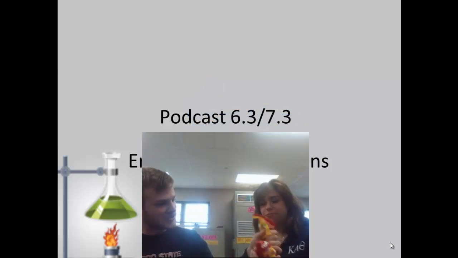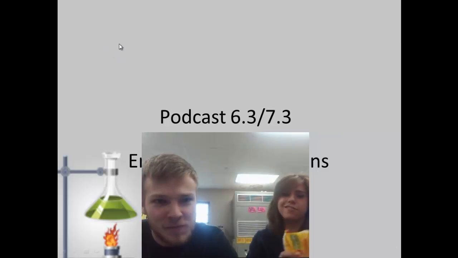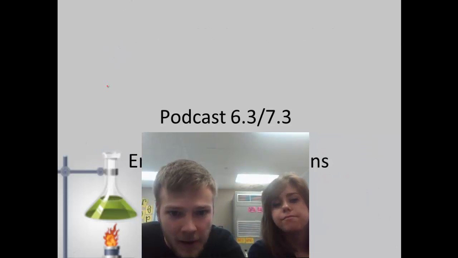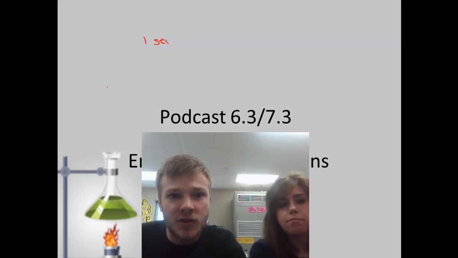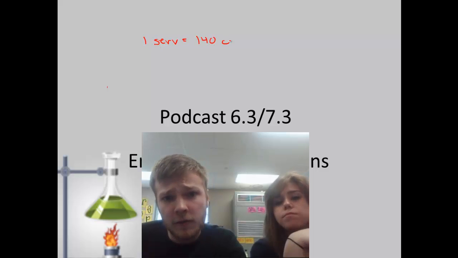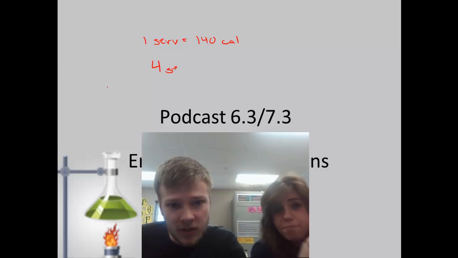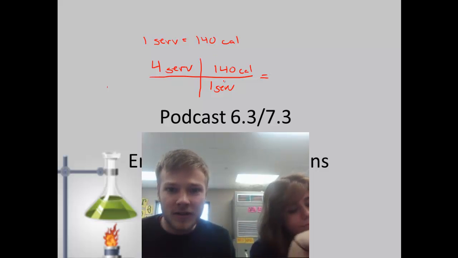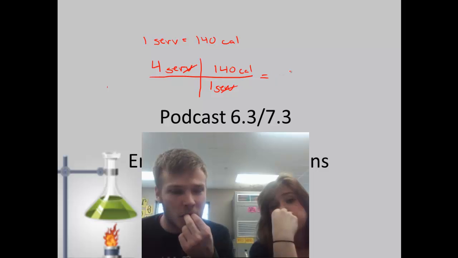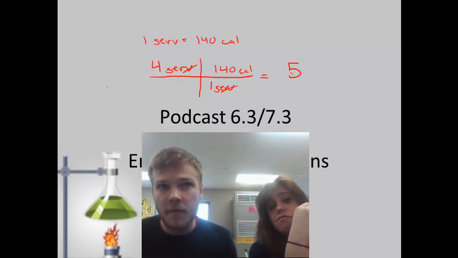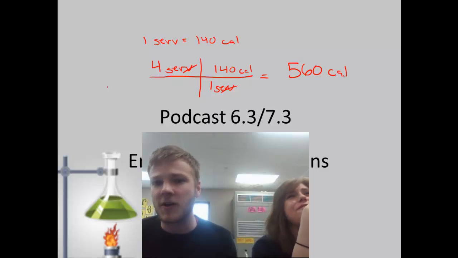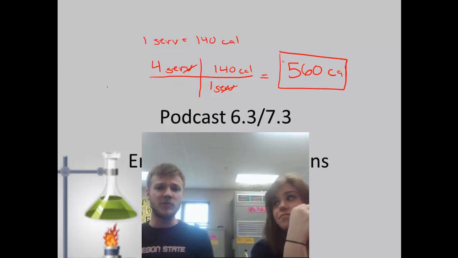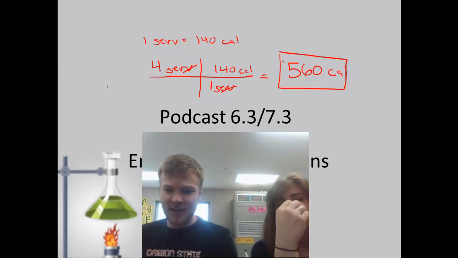If we have finished our 10 servings, we've probably done 4 servings, at least. So we were doing a conversion, and where we are, 1 serving equals 140 calories. That's our conversion factor, right? And if we got 4 servings, we're going to put servings on the bottom and 140 calories up top. Servings cancel. 4 times 140 is 560 calories. We have 560 calories. Uh-oh. Split between us. That counts as our breakfast.